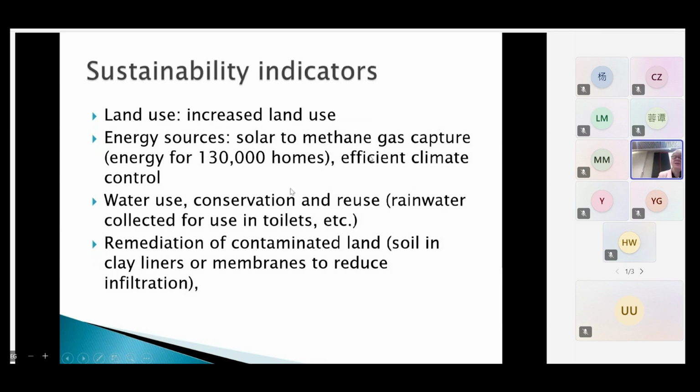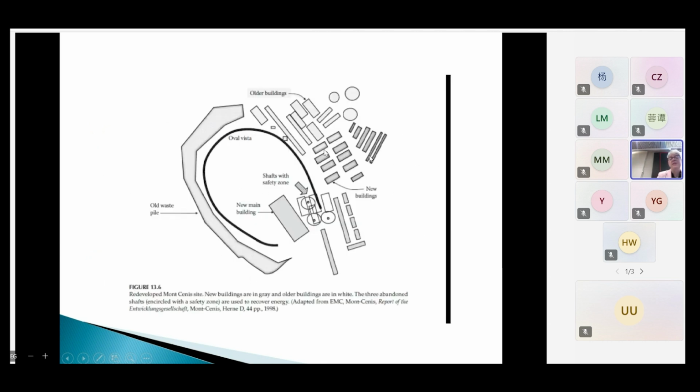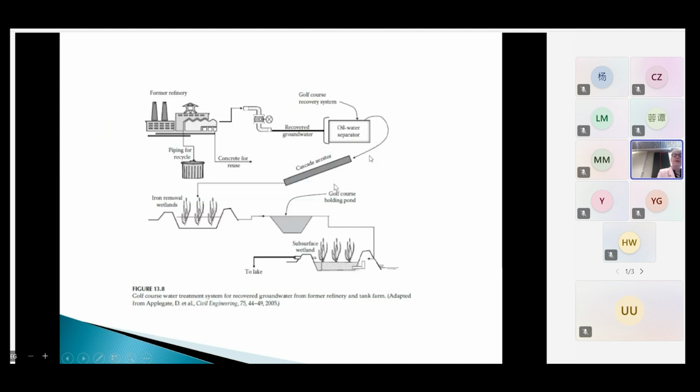They used a lot of solar. They captured the methane gas to use as an energy source. They reused the water in the area, and then they remediated the contaminated soil. And they used a lot of liners and membranes to control the contamination in the area. So it's kind of what it looks like. They did a lot of controls of the old waste site, and then they put in some newer buildings, as you see on this side.